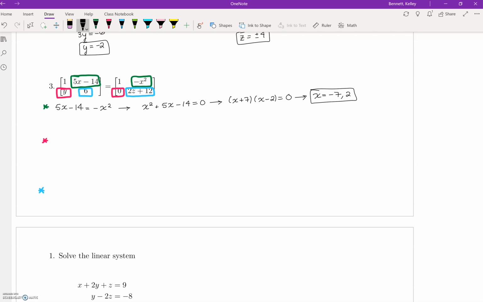For the next one in pink, we get that y equals 0. And there's nothing to do there, right? We don't have to solve that. We just know that y equals 0. So we get y equals 0.